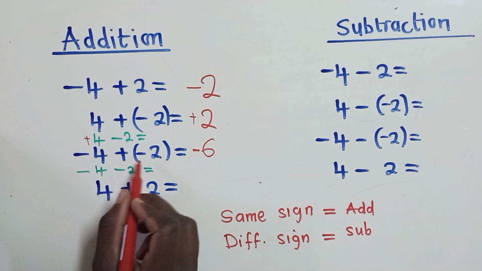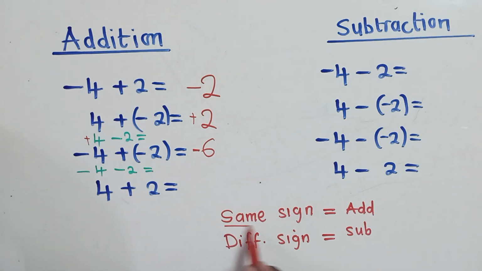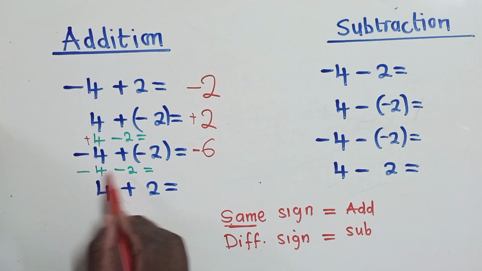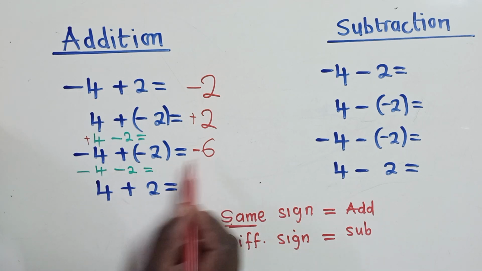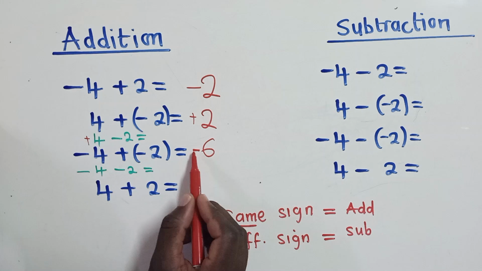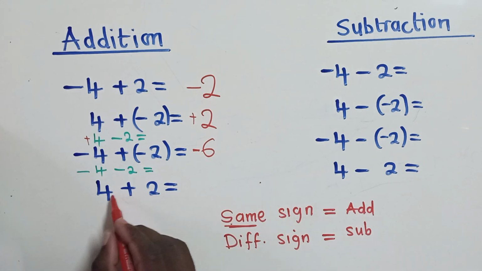So now, how have I gotten this 6? Here it says same signs you add and get the sign that you're able to see. So this is negative and negative. So we're going to add the numbers. 4 plus 2 will give us a 6. Now what sign are we able to see? It's a negative.